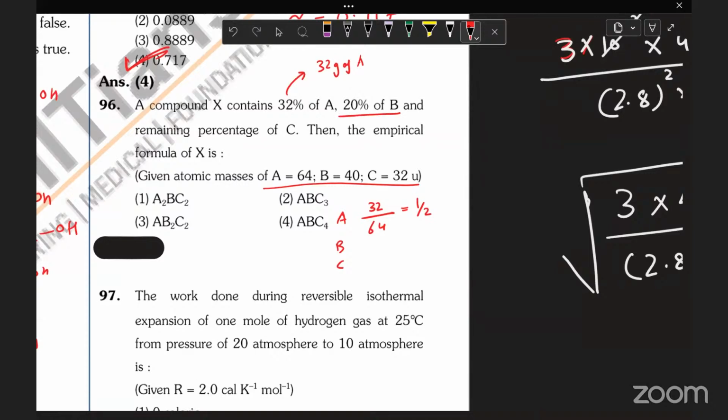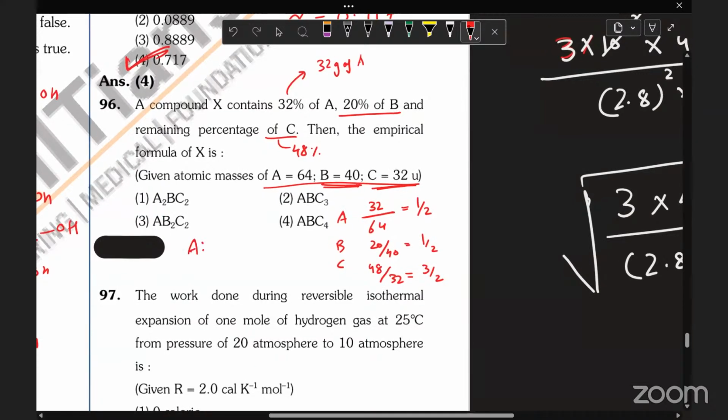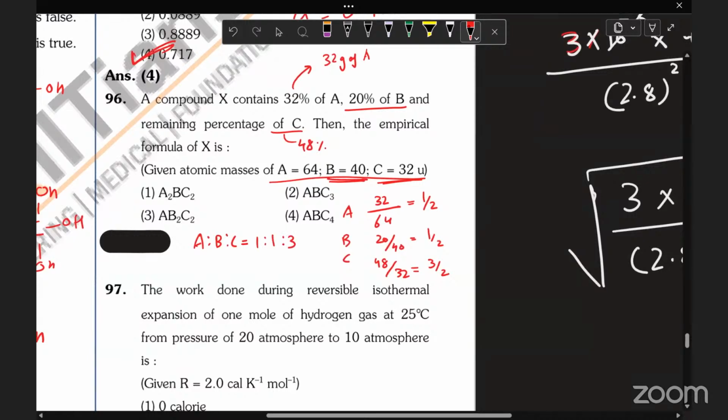For B, it is 20%. So 20 by 40. All right. Again, it is 1/2. And for C, it is like what? 32 plus 20. How will I calculate C? 100 minus 52. That means C will be 48%. So I'll write 48 by the molar mass of C, that is 32. So this is like 16 into 3, 16 into 2, 3/2. All right, the simplest ratio for A is to B is to C is nothing but 1:1:3. All right. So if I just look at the options A, B, C, 3, option number 2 seems to be the right answer.